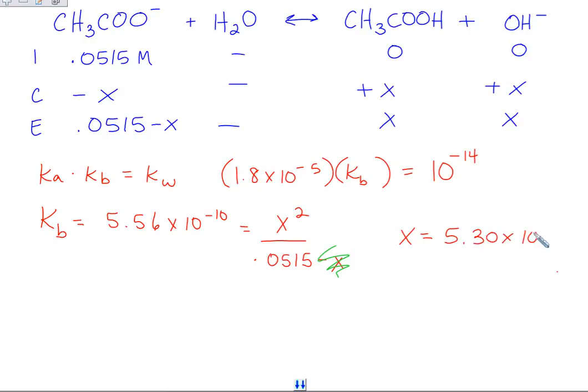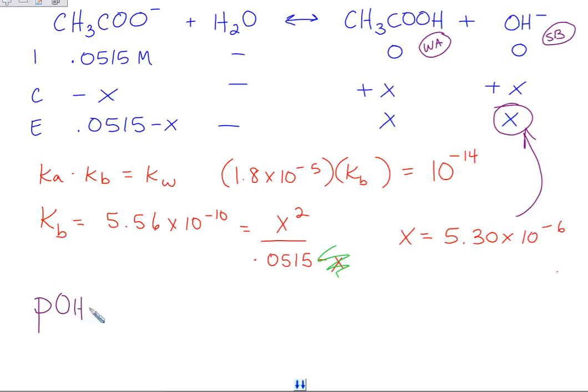5.30 times 10 to the negative 6th. Wow, that is small. Of the 2 particles produced, we're going to have some acetic acid. The acetic acid is a weak acid. We're also going to form some hydroxide, which is the sign of a strong base. So of these 2 particles, the one that I'm more concerned with, the one that's going to affect the pH more, is the hydroxide. So let's do this.